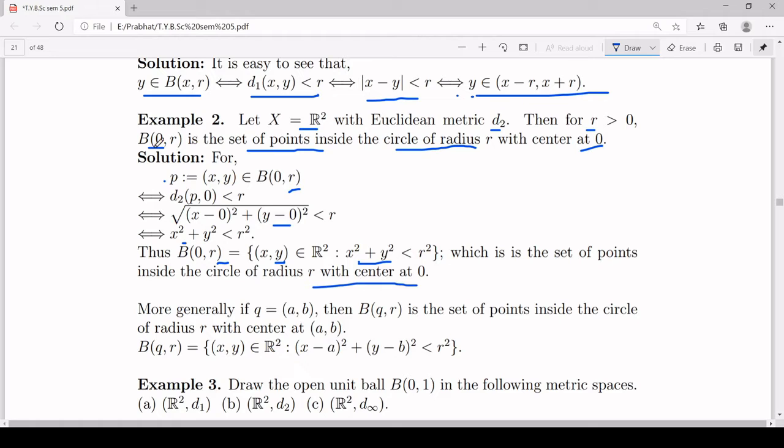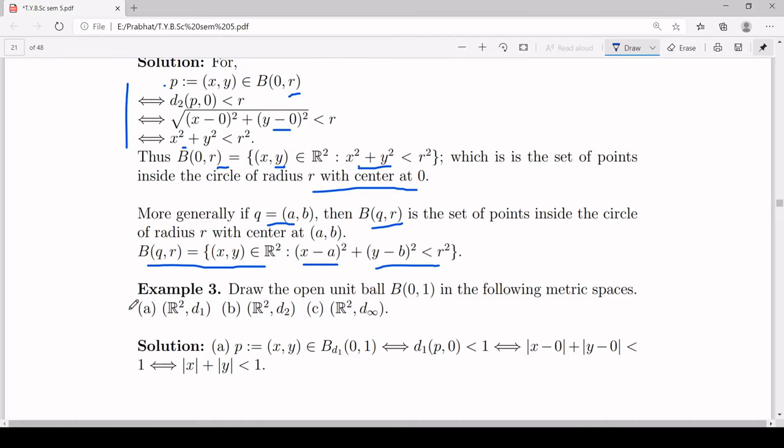Now this was a particular point 0. If you replace it by a general point (a, b), say Q equal to (a, b), then what will be your open ball centered at Q of radius R? In the same way you can proceed like here. So you will have B(Q, R) is the set of all points (x, y) in R2 such that (x minus a) square plus (y minus b) square is less than R square. That means it is the set of all points inside the circle of radius R having center at the point Q equal to (a, b). This was the second example.